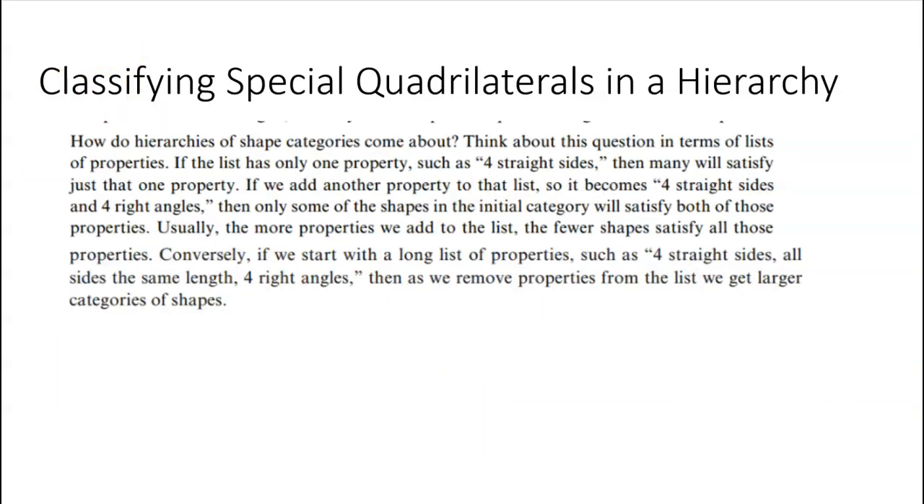So how do the hierarchies come about? Let's think about this question in terms of lists of properties. If a list only has one property, 4 straight sides, then many shapes will satisfy that property. But if we add another property, 4 straight sides, 4 right angles, then only some shapes fall into that category. The more properties we add, the fewer shapes satisfy all of them. If we start with a really long list of properties, 4 straight sides, all sides the same length, 4 right angles, then as we remove properties, we get larger categories.